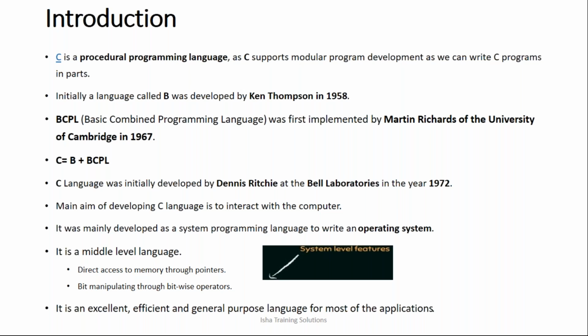Whereas a middle level language is some sort of combination of system language and the human language. Whereas a high level language is purely the language which can be understood by the user. The user will be simply typing the program in the language how a human person talks, such that those things will be converted and made understandable to the system by using different compilers. Okay. C language is an excellent, efficient, and general purpose language for most applications.